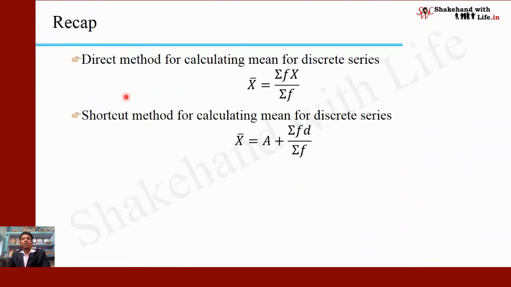A is the assumed mean and n is the number of data values. Now direct method for calculating mean for discrete series, x bar is equal to sigma fx divided by sigma f. Fx, x is any value of the data, f is the frequency of that particular data value. So sigma fx is the sum of the multiplication of frequency and the data value, and sigma f is the sum of the frequencies. Then shortcut method for calculating mean for discrete series, x bar is equal to A plus sigma fd divided by sigma f. D is the deviation of each individual data value from the assumed mean. A is the assumed mean. Sigma f is the sum of the frequencies.